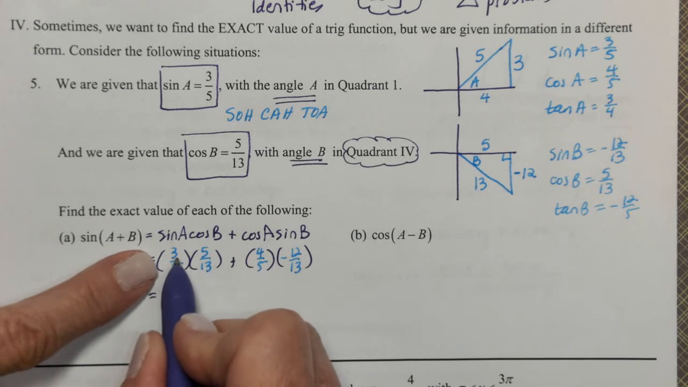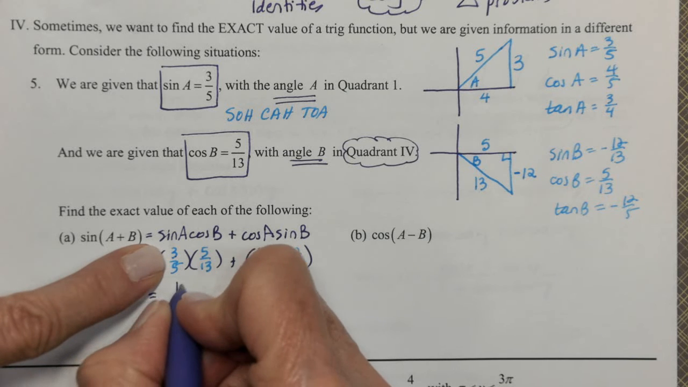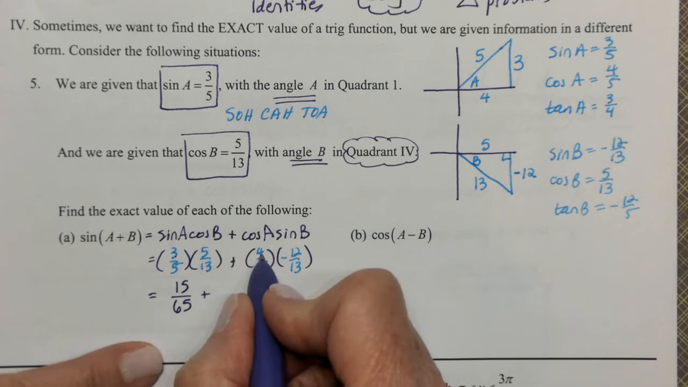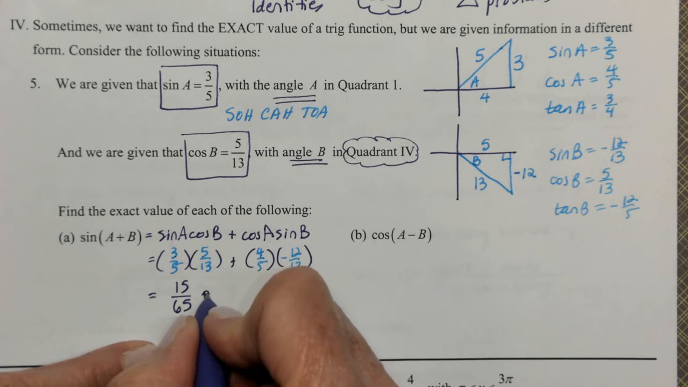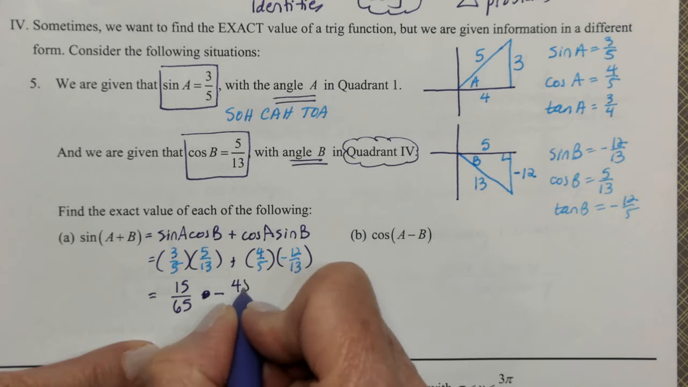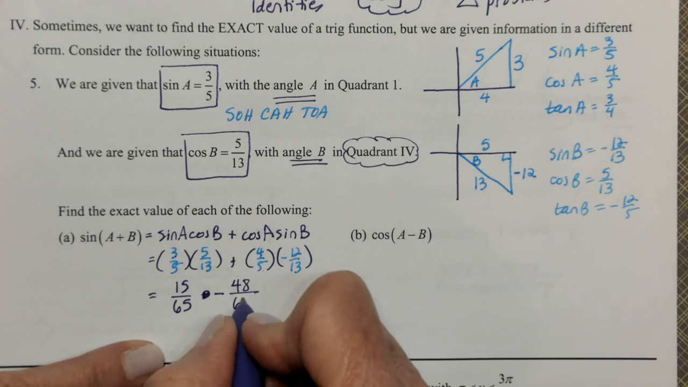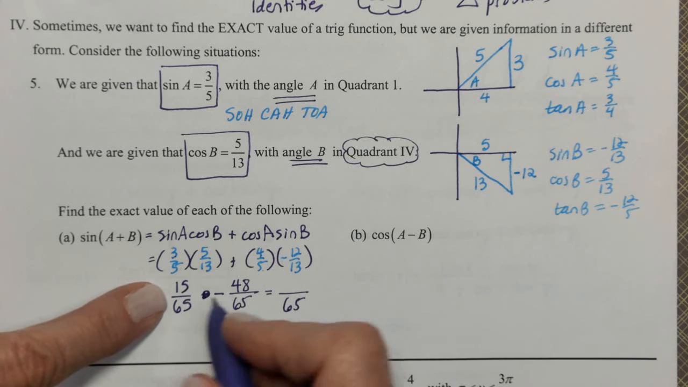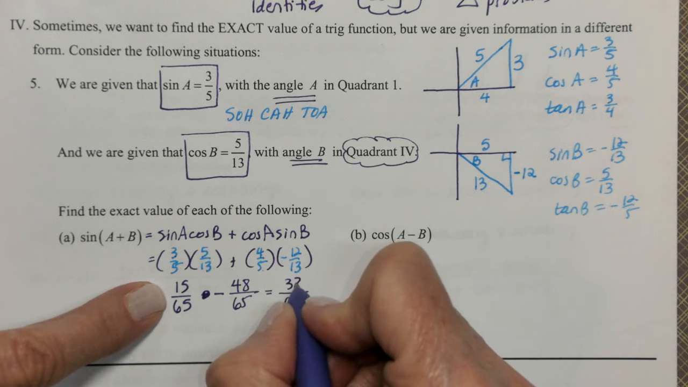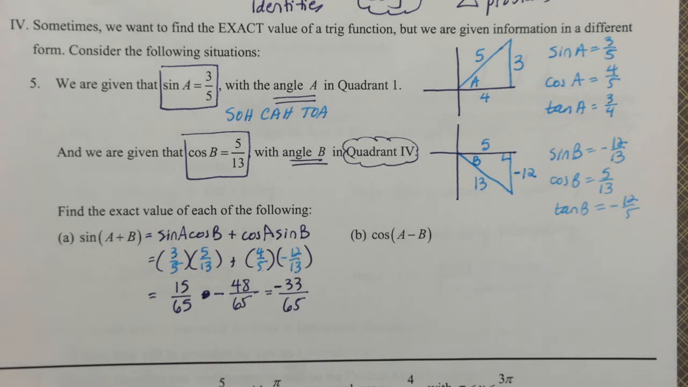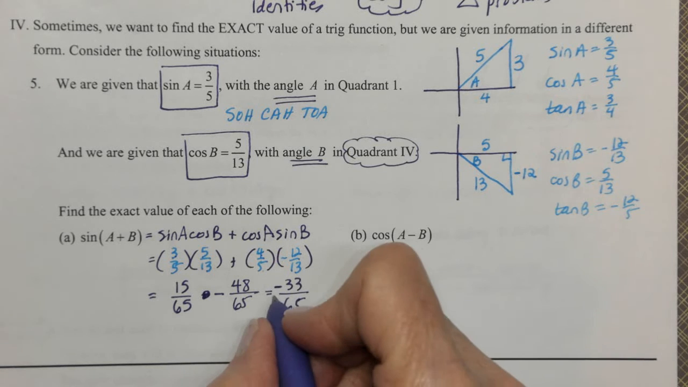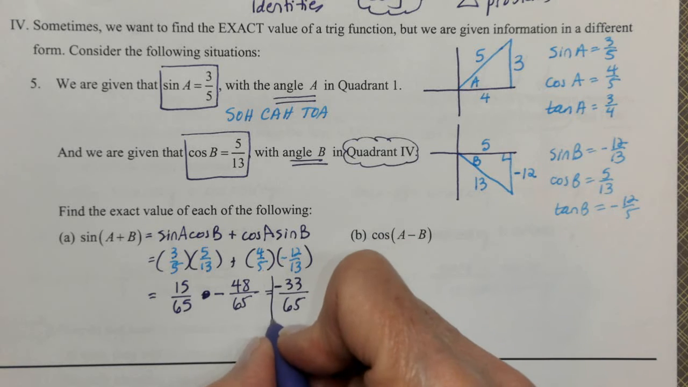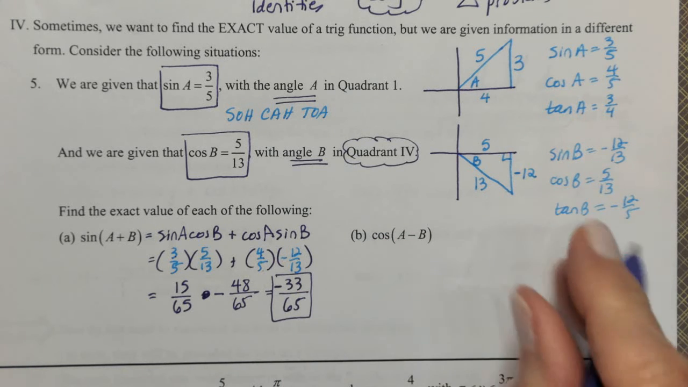Okay, so let's multiply this out. 3 times 5 is 15. 5 times 13 is 65. 4 times a negative 12 will be a minus 48. 5 times 13 is 65. So 48 minus 15 will be a 33, and that sign will be a negative. So negative 33 over 65. I can see these as multiple choice answers, so you definitely want to combine your two fractions at the end.